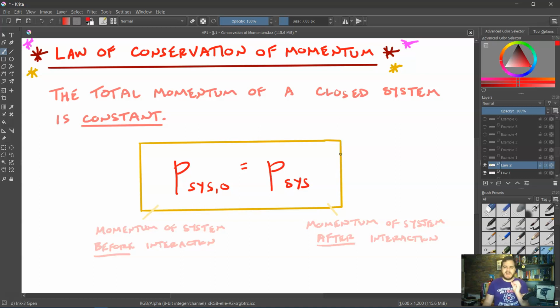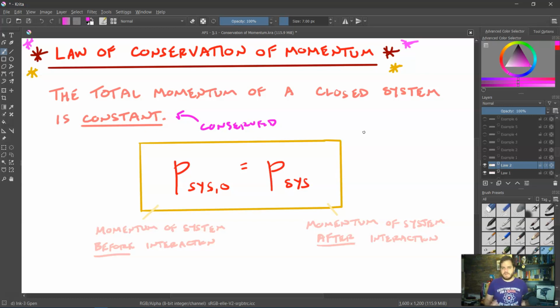And we'll talk about what that closed part means in a second. A couple of things here, though. First off, we say that it is constant because this is a conservation law, which is telling us that the total momentum will be conserved. It will be the same before, it will be the same after, the same initial, same final. So that is what a conservation law is telling us.